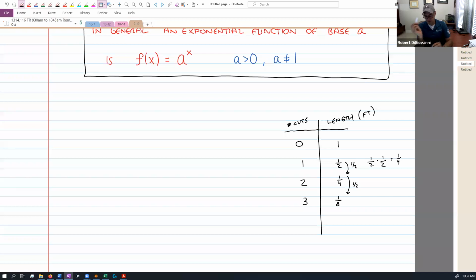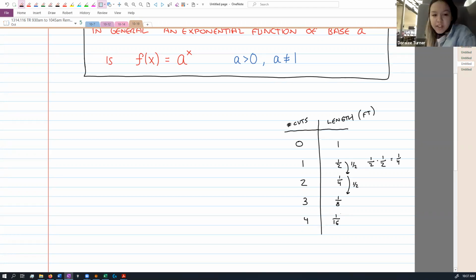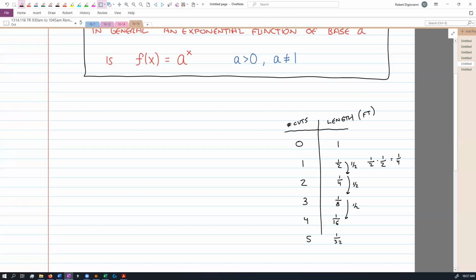One-16th of a foot. It's like sort of the same thing that's happening, but only with the denominator of the fraction. Exactly. It's like only the denominator, right? Keep going. That was like a multiply times a half. What would happen if I do it again? Fifth cut right down the middle. 1/32. 1/32 of a foot. But it also wouldn't be considered exponential growth, right? It is exponential growth. Exactly.